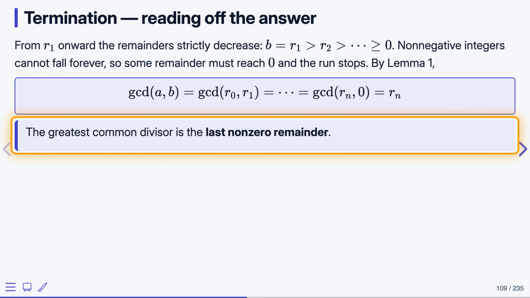So this is the rule to remember. The greatest common divisor is the last non-zero remainder in the run.